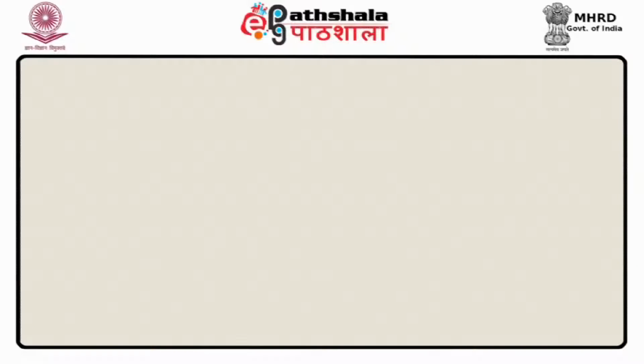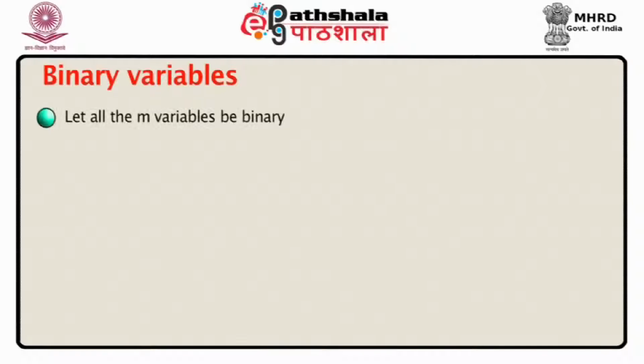Let's start with the binary variables first. That is, we have two categories and we assume that all the m variables in the vector are of the binary type. Let's take m equal to 5. So, let's see what type of variables we can have here.